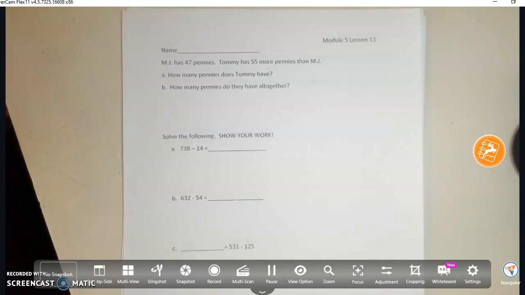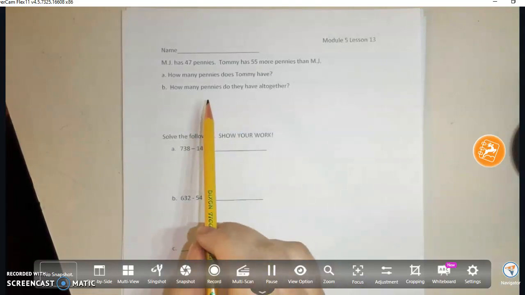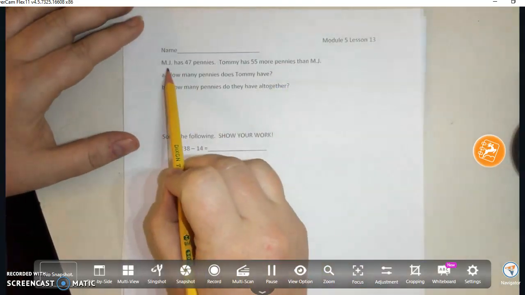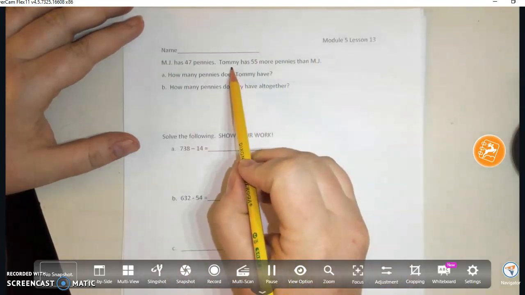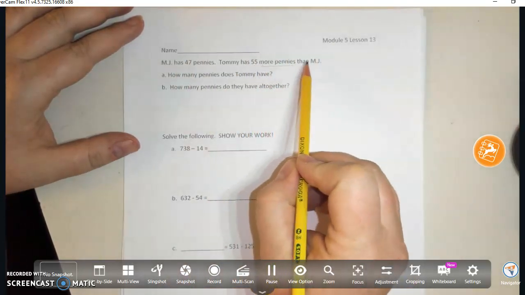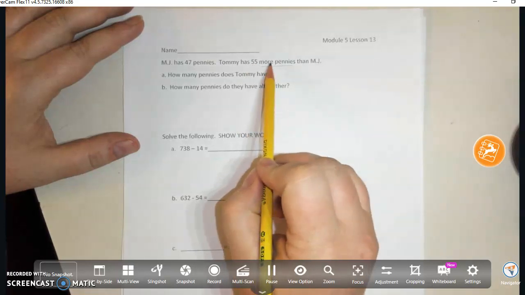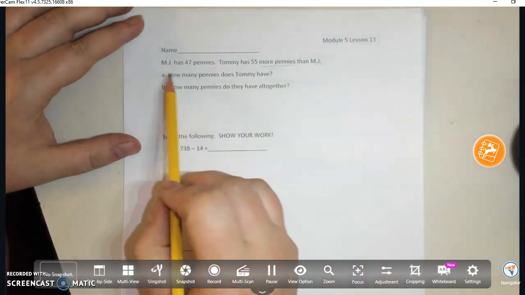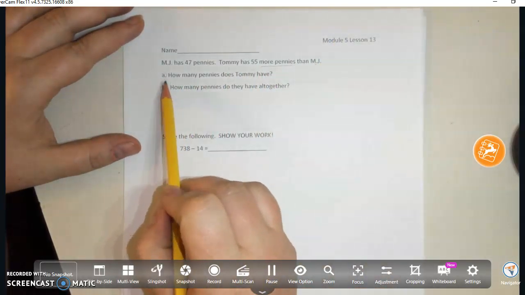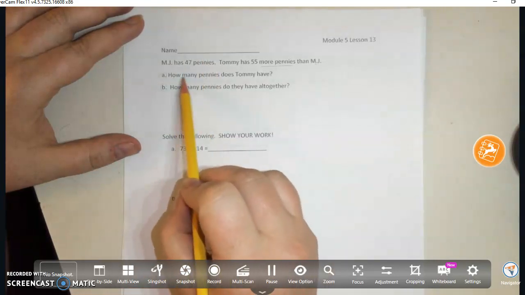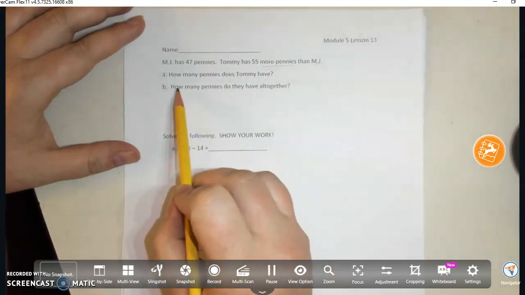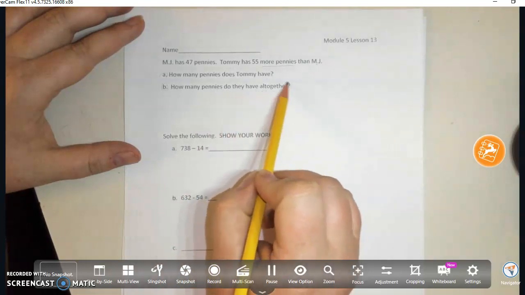Once again, we're going to start with a word problem. MJ has 47 pennies. Tommy has 55 more pennies than MJ. So again, we're comparing Tommy to MJ. This is a two-part question, and I know that because I can see an A and a B. How many pennies does Tommy have? And how many pennies do they have all together?